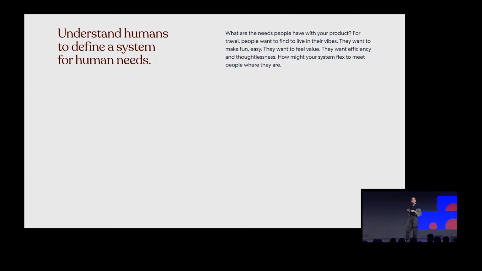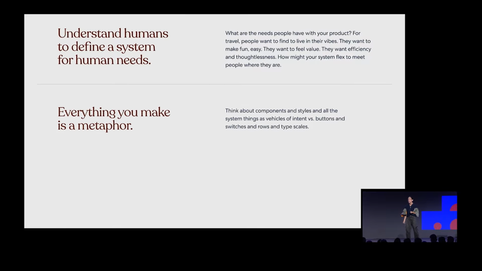So how might your system flex to really meet people where they're at in terms of the needs for your experiences? Really remember that everything you make is a metaphor. This will allow you to prepare for the future, right? Components and styles and all the system things, really they are vehicles of intent versus just buttons and switches and rows and type scales. This is going to allow the interface of the future to be much more personal and much more relevant and much more dynamically composed.